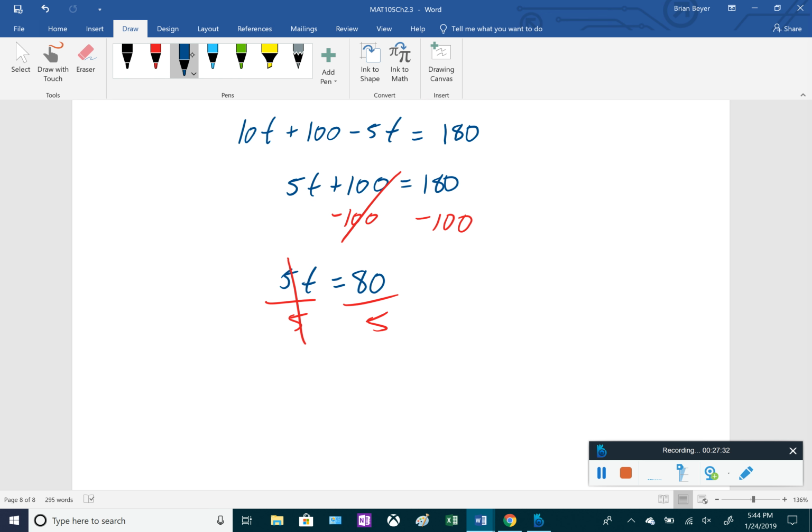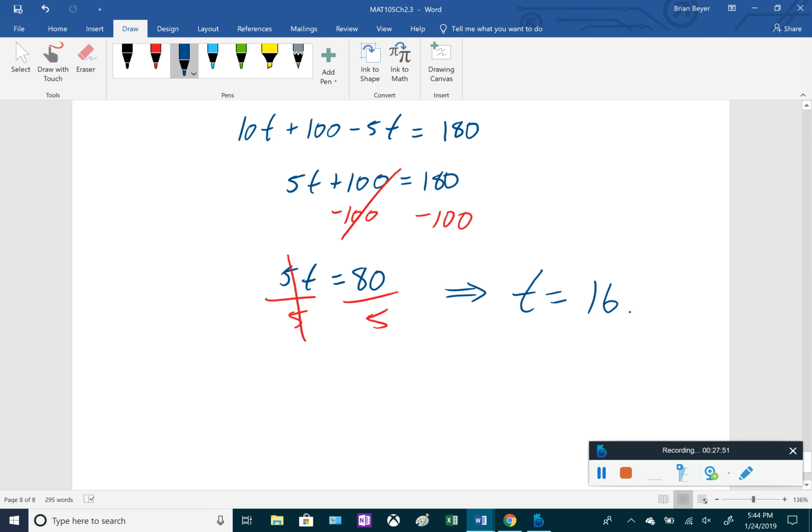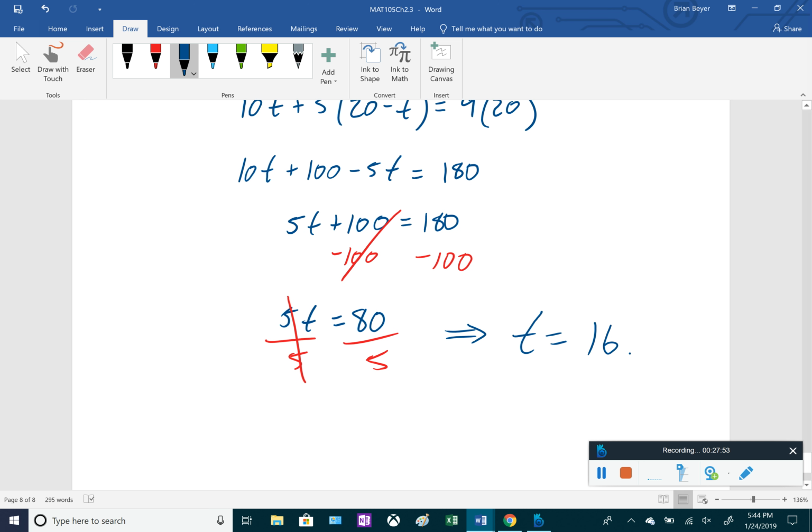And that's going to give us t equals, what does that end up being, 16? I believe that's 16. And we can go back up and check to make sure that's correct. And hopefully that is correct. Okay, I believe that's the last page. Yep, last page. So that's it for chapter 2.3.